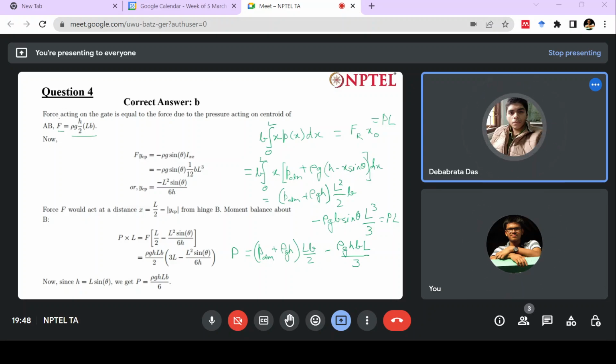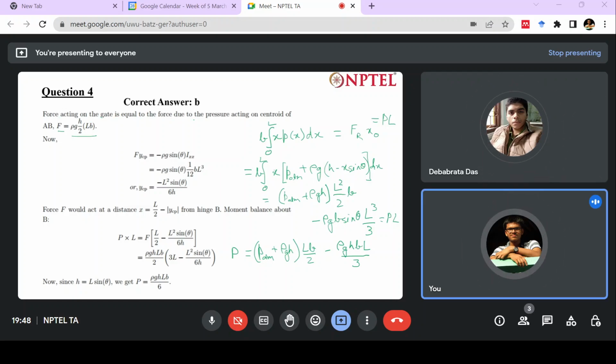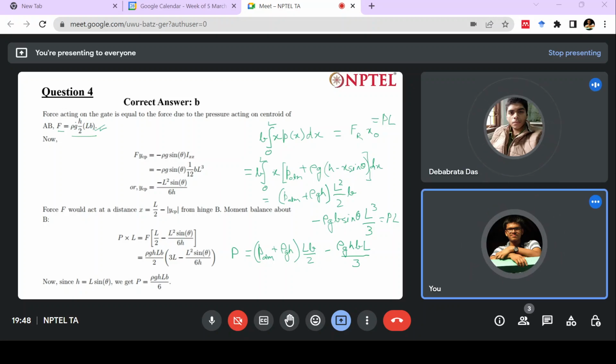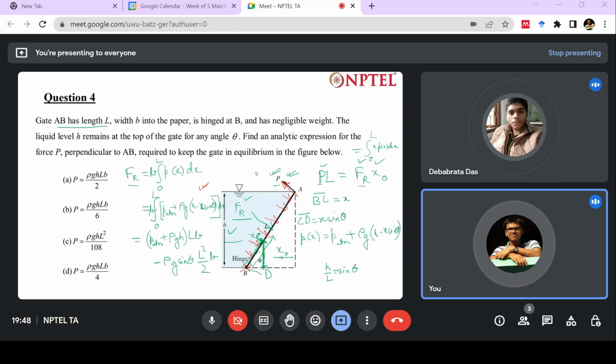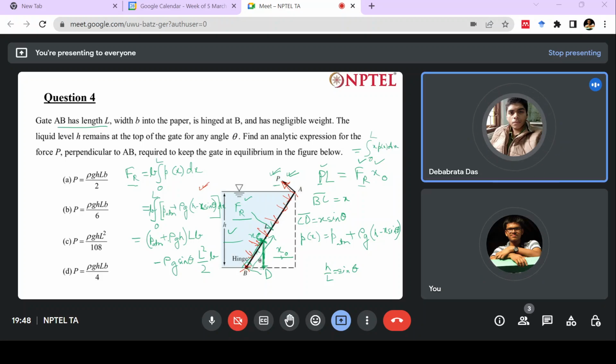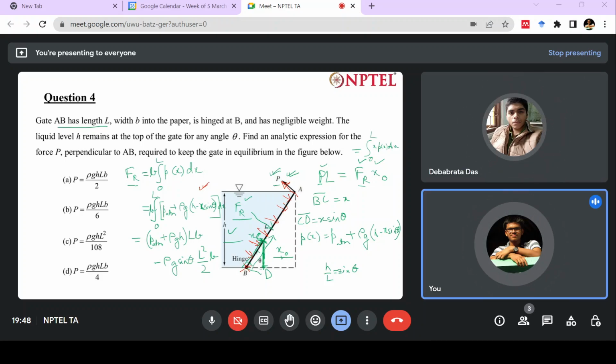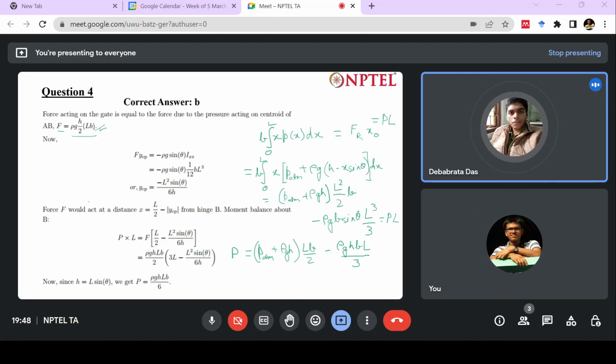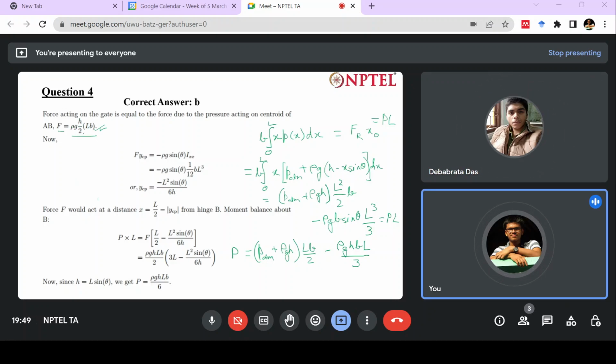They have neglected it. Force acting on the gate is equal to the force due to pressure acting on the centroid of AB. So this they have calculated. This is basically our first F_R, what we have done. If I put the value of sine theta here, we will get the same expression as this. Since this is linear, this will always be the average of this. That's what they have done.